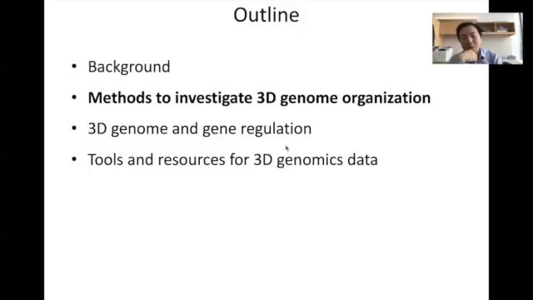Okay, so next we are going to talk about the technologies or methods to study 3D genome structures. Of course, ideally, if we can really see everything with our own eyes, that would be ideal, right? And we have made some progress to that end.